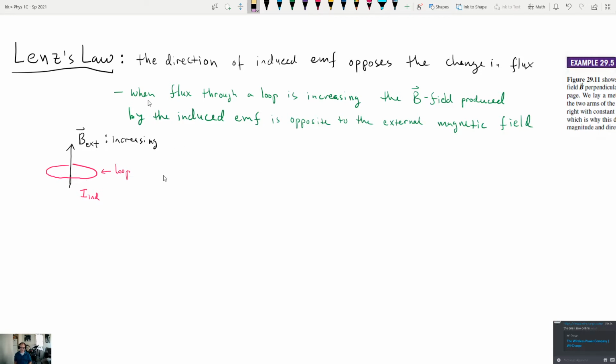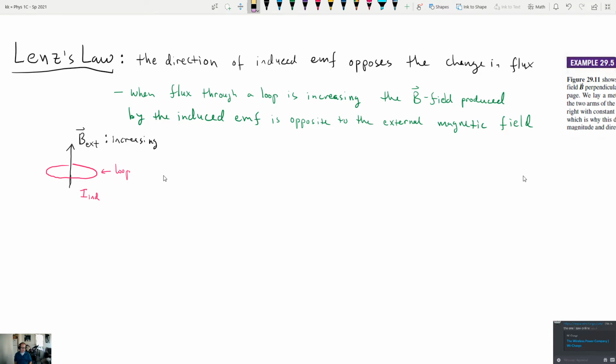Okay, so this is what it says. When the flux through the loop is increasing, okay, check. That's what's happening here. Flux is increasing because the field is increasing in this case. The magnetic field produced by the induced EMF. Okay, so there's going to be an induced current, and that induced current has a magnetic field, right?